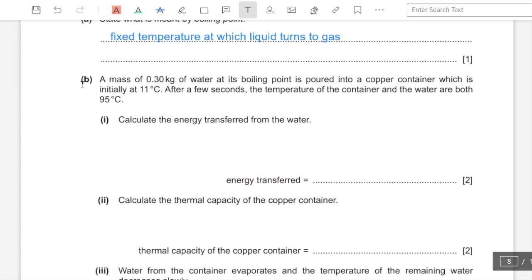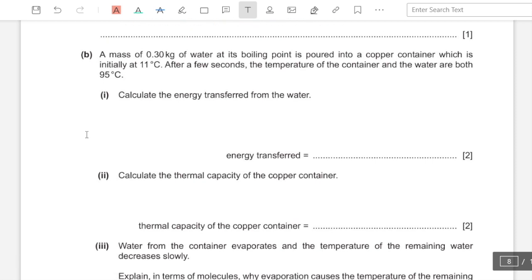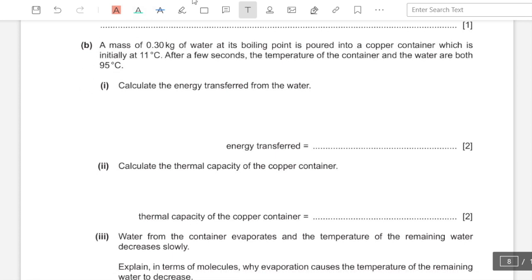B. A mass of 0.3 kgs of water at its boiling point is poured into a copper container which is initially at 11 degrees Celsius. After a few seconds, the temperature of the container and the water are both 95 degrees Celsius. So the change in temperature of water is from its boiling point to 95 degrees Celsius, and change in temperature of the copper container is from 11 degrees Celsius to 95 degrees Celsius. 1. Calculate the energy transferred from the water.